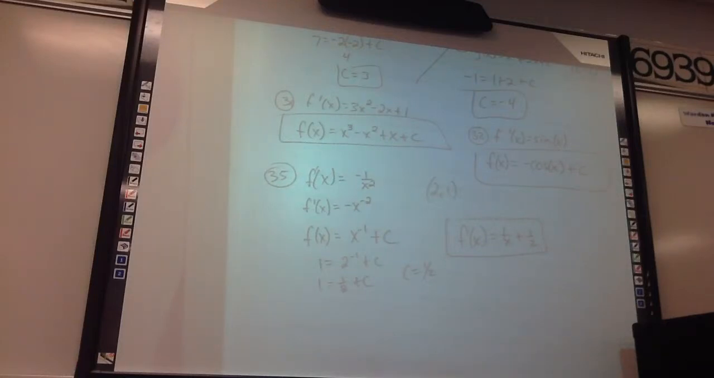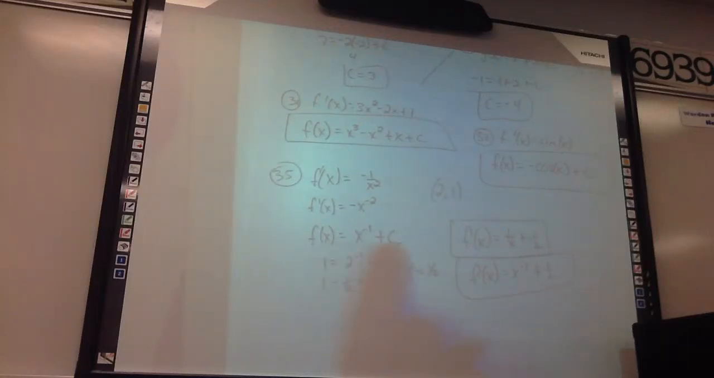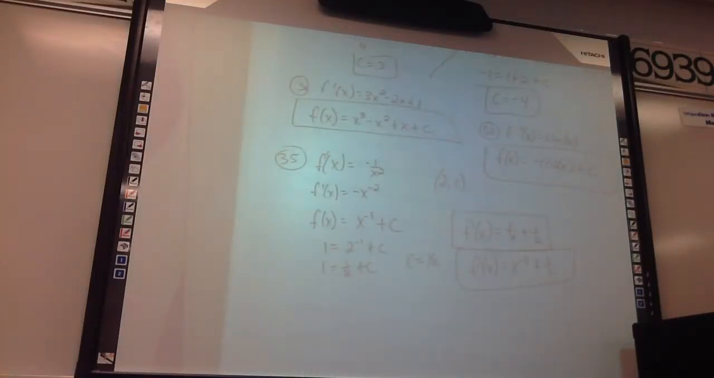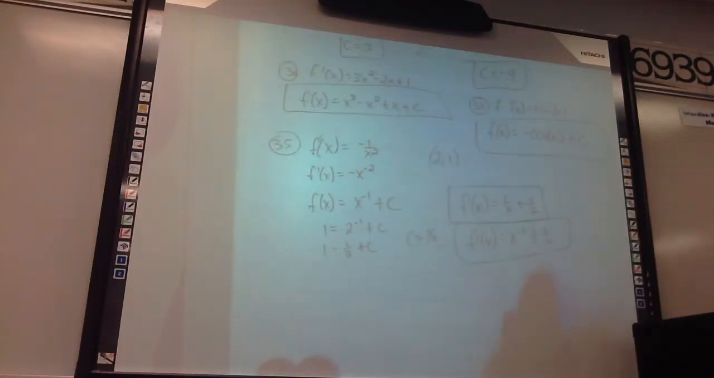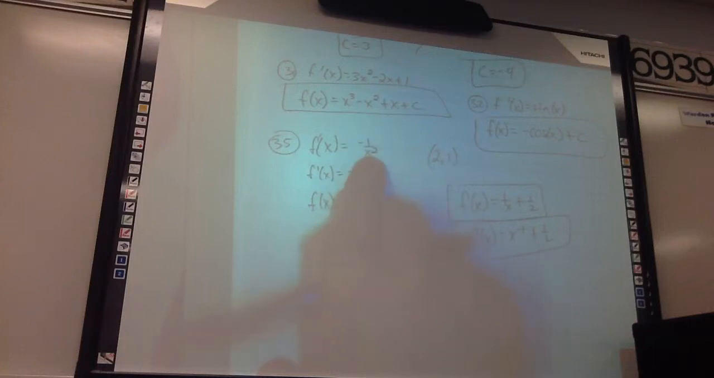It's also this. You got this, right? It's just that, but instead of putting plus C, I put what C actually is. That is the answer, because this function will give you this derivative and go through this point.